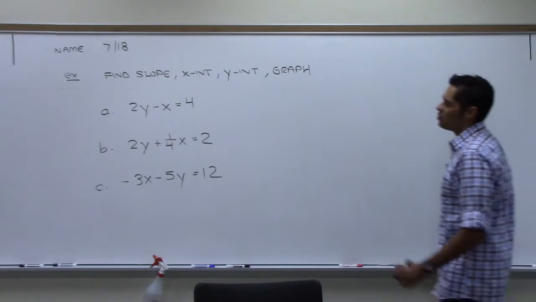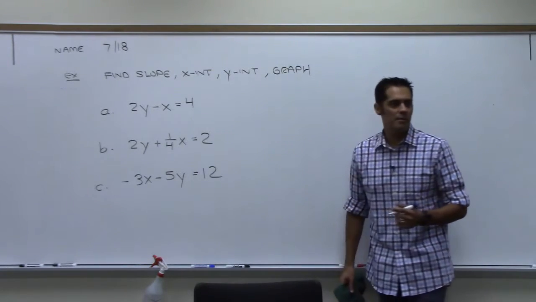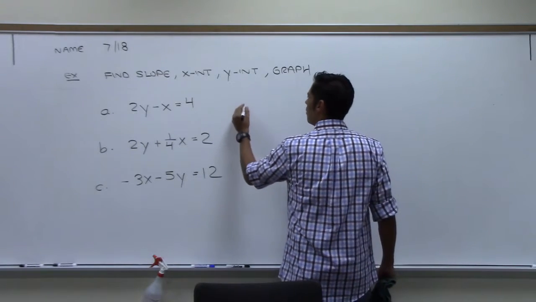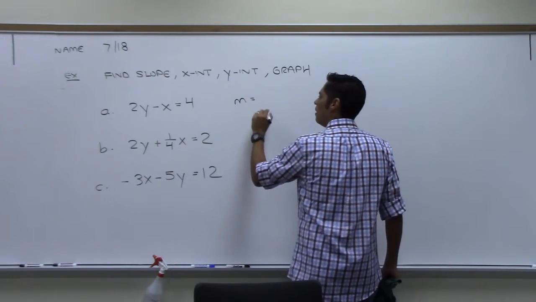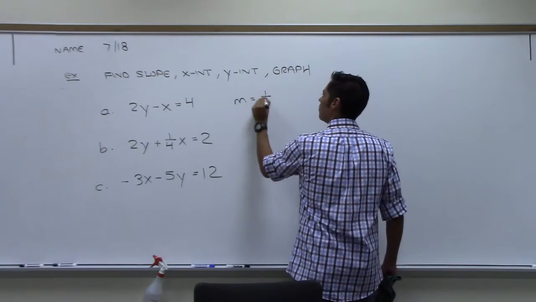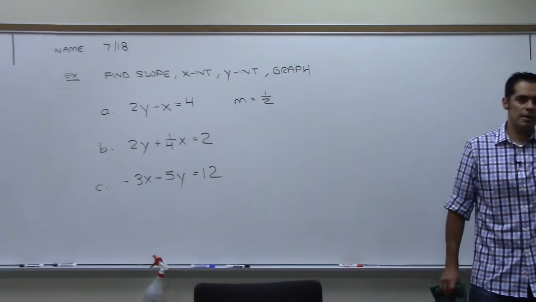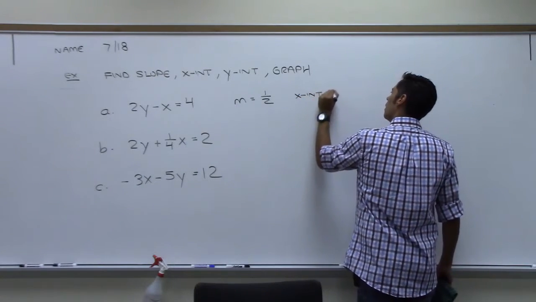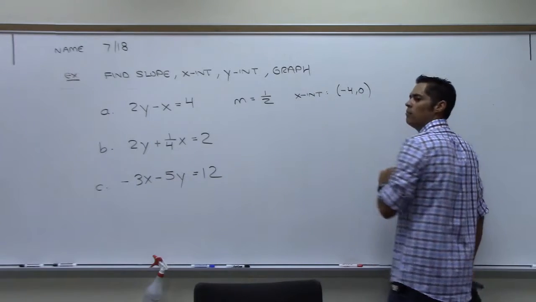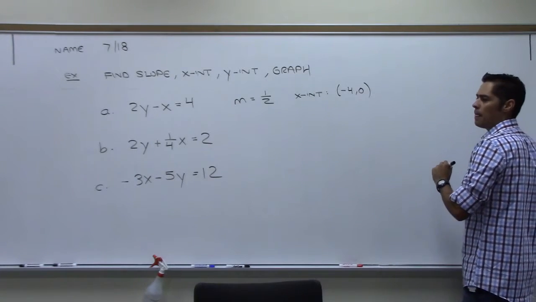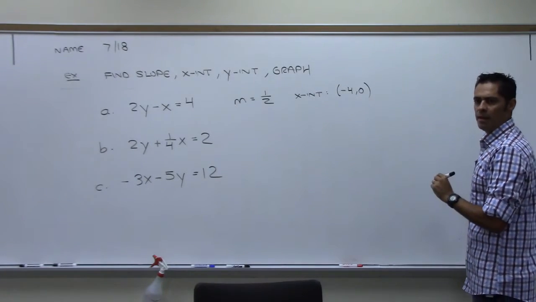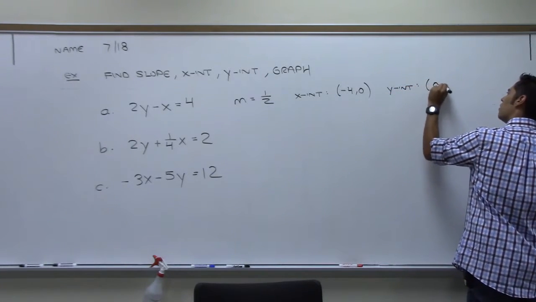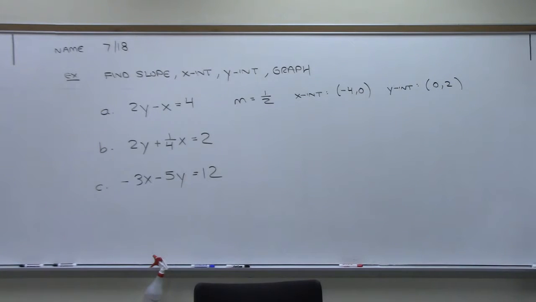All right, so for the first one, we're going to do this just by if we have a majority of people who agree. So for the first one, what is the slope? 1/2? Show of hands? Yes, okay. What is the x-intercept? Negative 4, 0. We're all good? Yep, as a point. What is the y-intercept? 0, 2. Everyone on board?